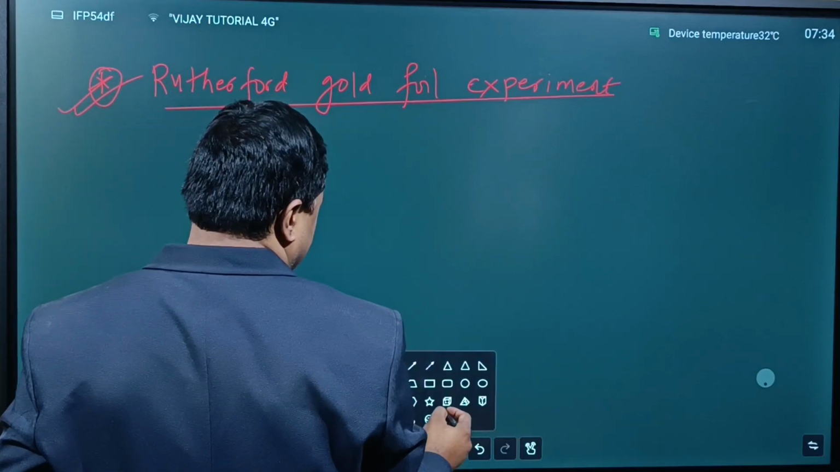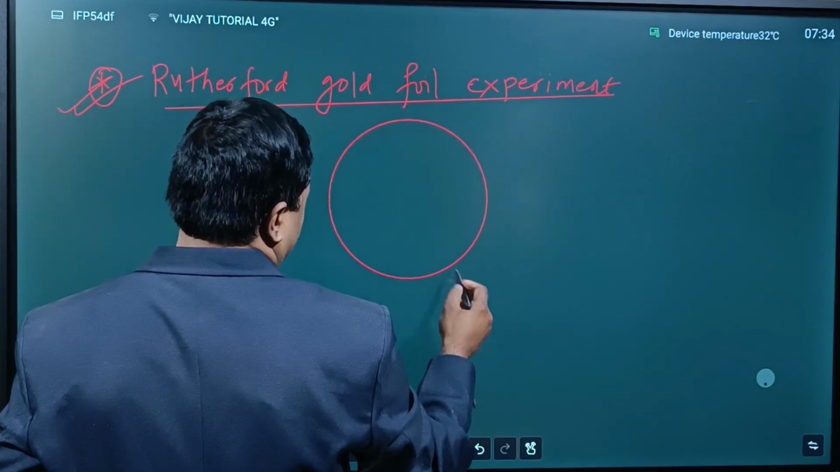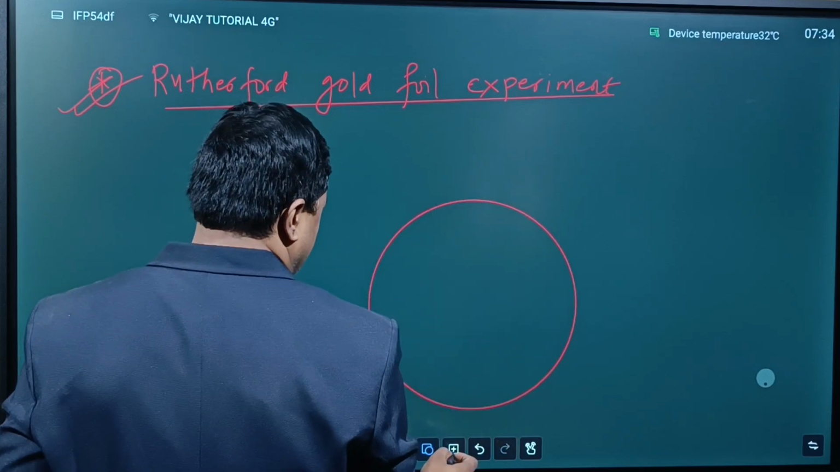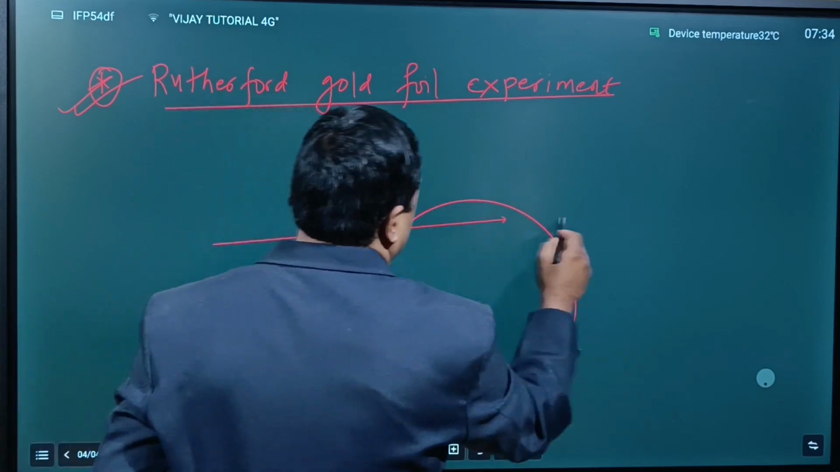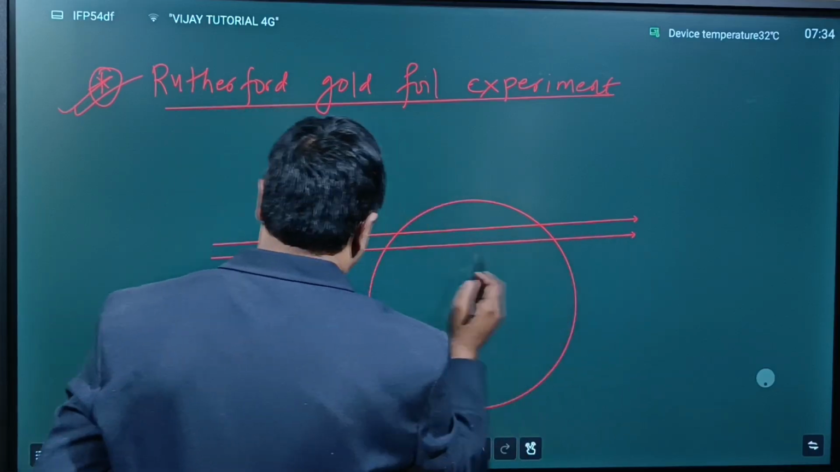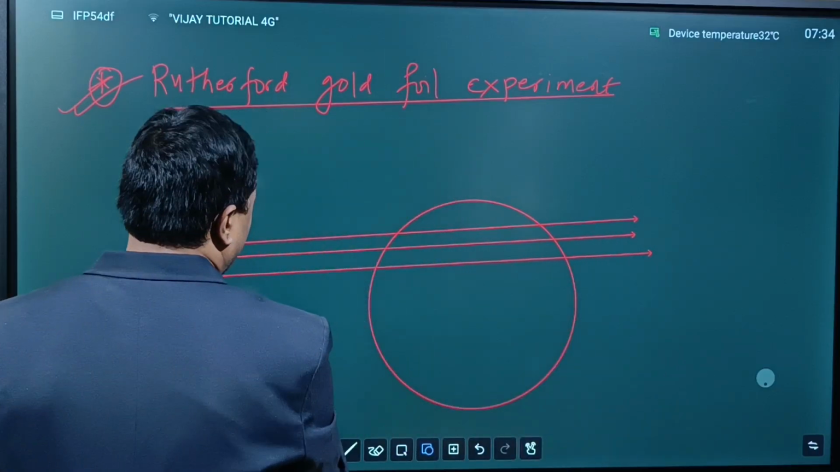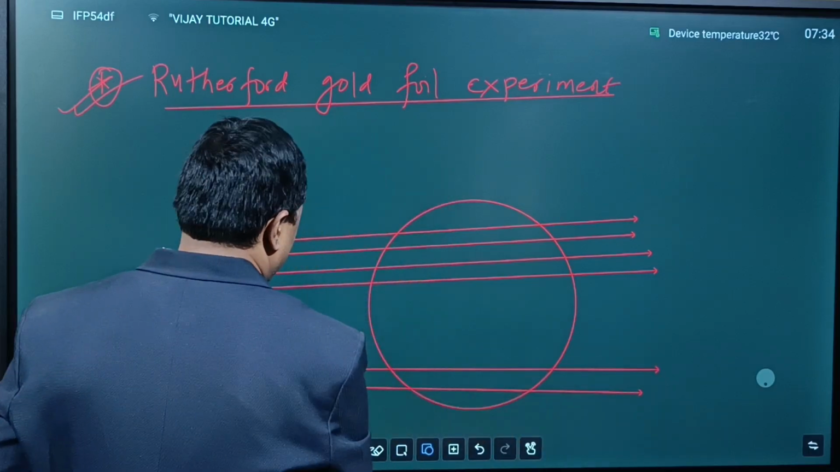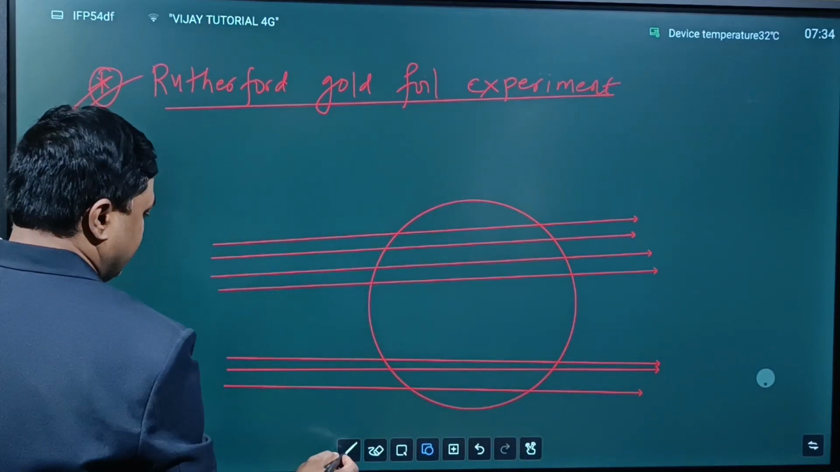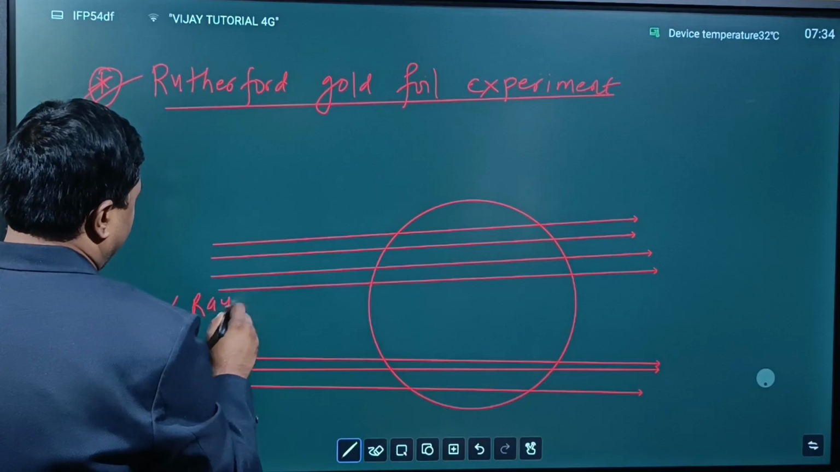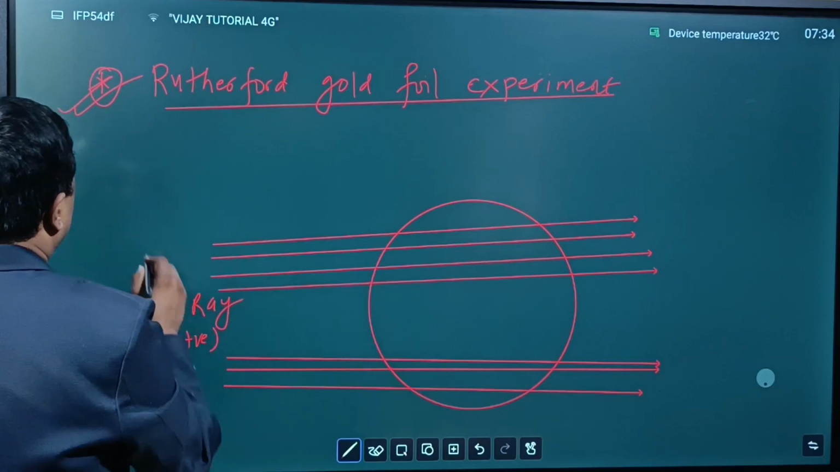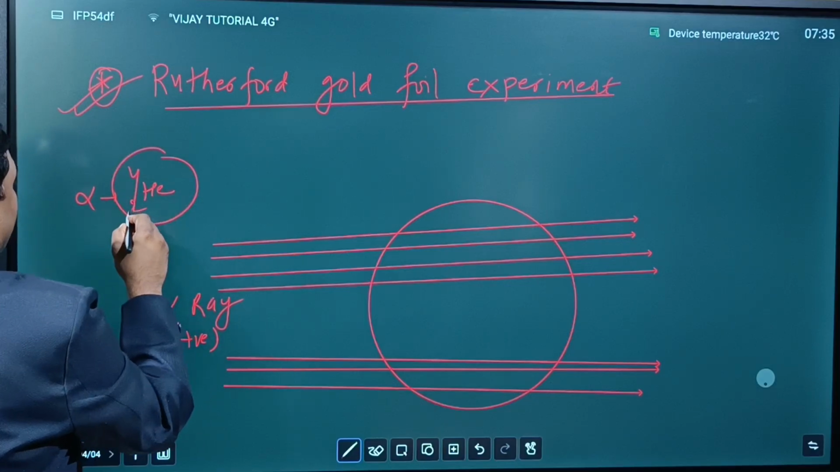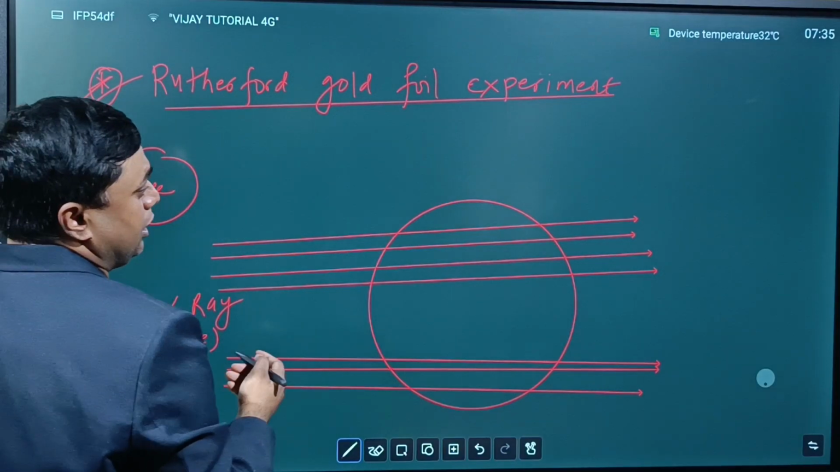So what he did, he took the atom of gold, and he passed alpha rays through this. These are nothing but alpha rays. Alpha rays are positive. Alpha rays resemble helium particles, with atomic number 2 and mass number 4.